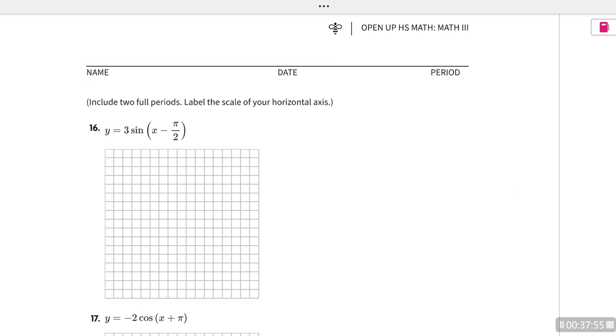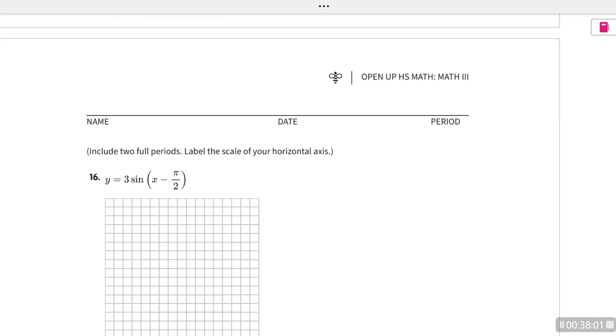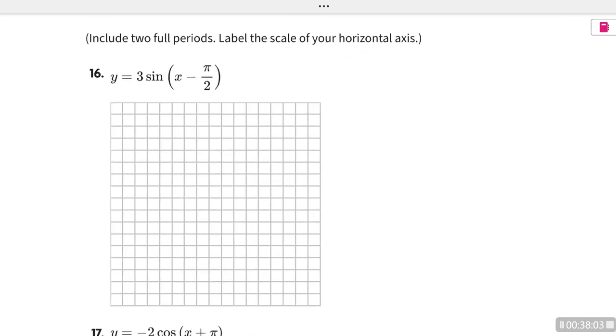Problem 16 says include two full periods, label the scale of your horizontal axis. Sketch a graph of the function. Okay, it's like we missed part of it. So this one just gives us a blank grid so we can put our axes wherever, but let's always start with our amplitude and midline. Those are going to help us identify how far we want to space our y-axis out, and then our period. So amplitude, midline, period. Our amplitude is 3. Since there's nothing added at the end, our midline is y equals 0.